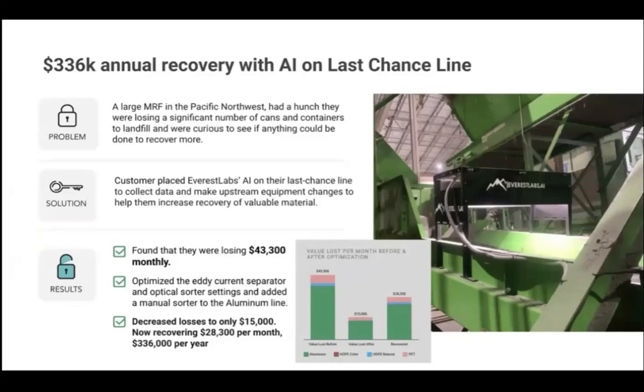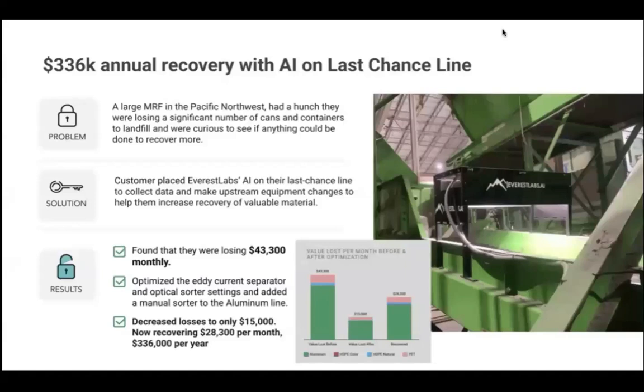So they found that they were losing around $43,300 monthly. So they had access to this great data showing them the types of material they were losing and how much it was worth, but the question is what to do with it. By having this real-time data and visibility into what was ending up on their last chance line, their plant general manager was able to make some data-driven decisions on what needed to be optimized upstream in their facility to increase material recovery. So what did they do exactly?